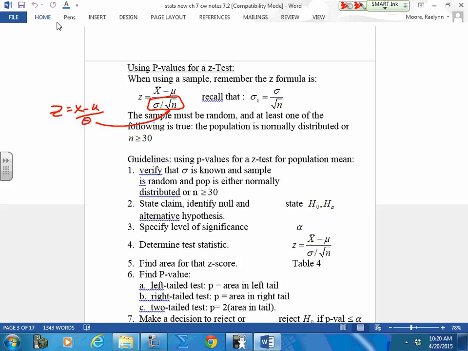After we do that, we're going to verify that we know the population standard deviation, that your sample is random, and so on. We're going to state your claim, just like we did before. Identify the null and the alternative. Find your level of significance. We now are going to determine your z-score. Then we're going to look up your area, then test it against your p-value. We're going to make a decision, and then we're going to go to that chart and interpret your decision.